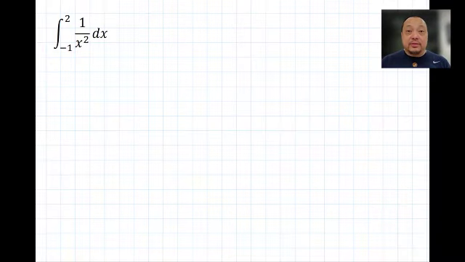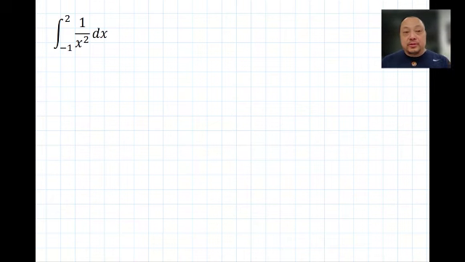Hi, in this video, I'll show an example of why an improper integral of the discontinuity type is dangerous and tricky for calculus students. And then I'll show a step-by-step approach on how to handle these kinds of integrals. All right, let's take a look at this integral from -1 to 2 of 1 over x squared dx.